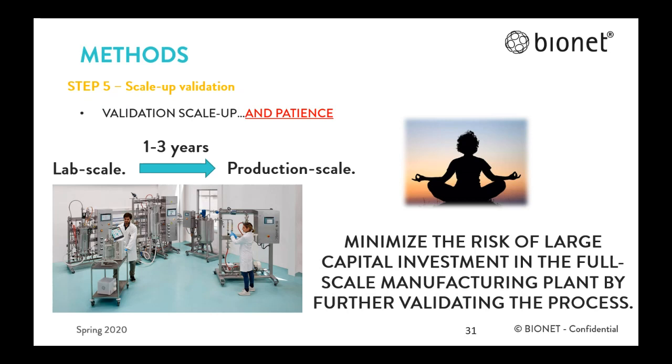The time required for the transition from lab scale to manufacturing is typically 1-3 years. Depending on the grade of novelty of the process, the scale-up can be done in one stage for a simple process, or 2 stages for a more complex and novel process, requiring a first stage with a pilot plant and a second stage with a demonstration plant before the commercial scale. Remember, minimize the risk of large capital investment in the full-scale manufacturing plant by further validating the process. Therefore, we have to be patient, methodical, and constant, and love what we do.